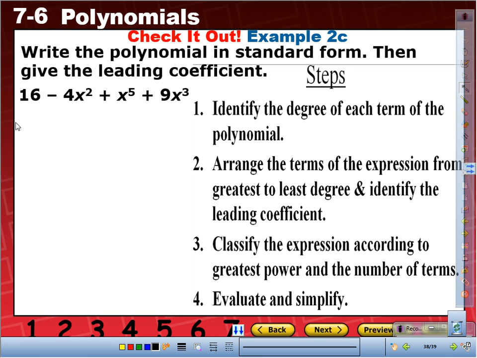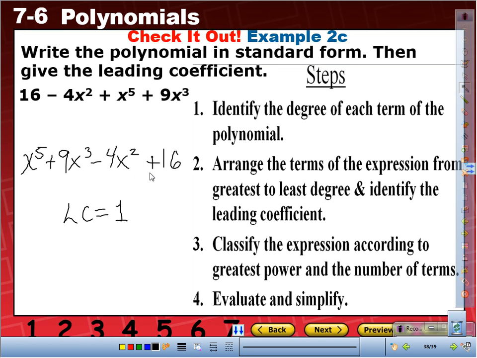Let's see, I'm going to rewrite it. I'm going to skip the step where I circle stuff to see if you got the standard form right. Who wrote x to the 5th plus 9x cubed minus 4x squared plus 16? Hands up if you got that. Okay? And for the leading coefficient, who got 1? Because the leading coefficient is the first one from left to right in standard form.